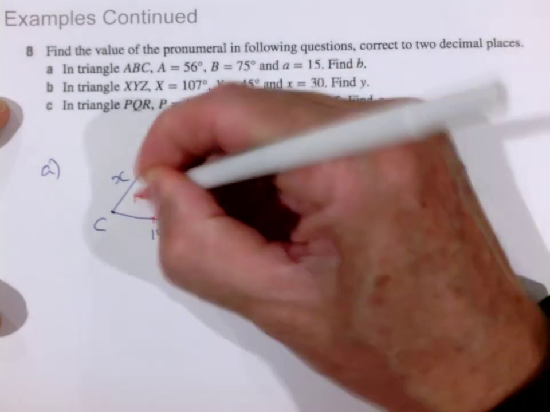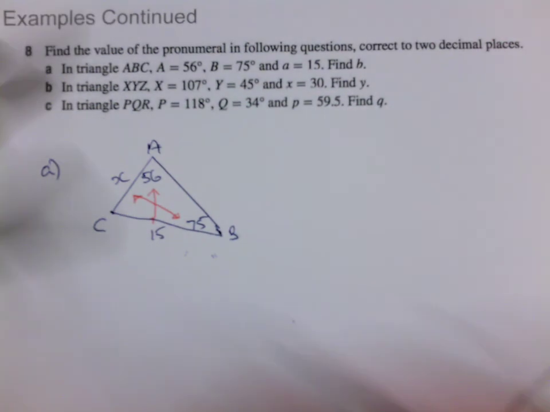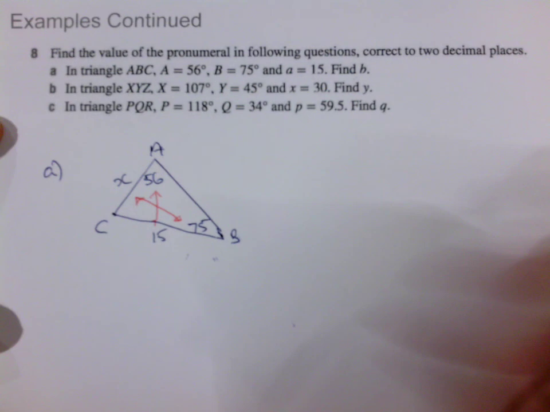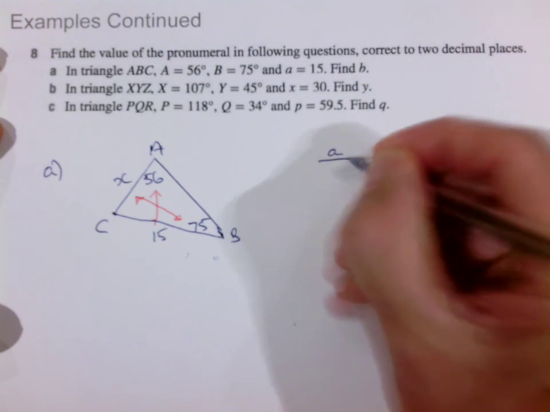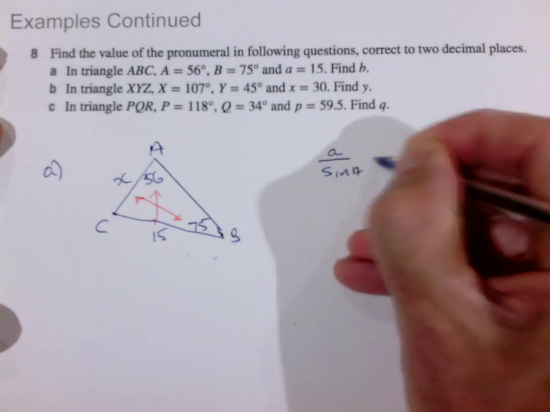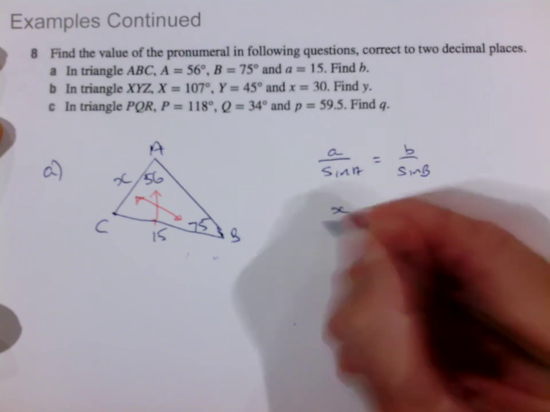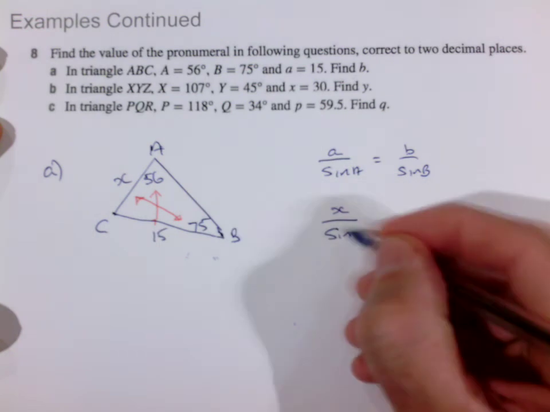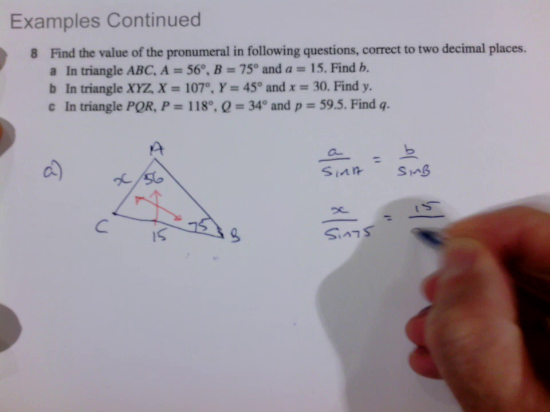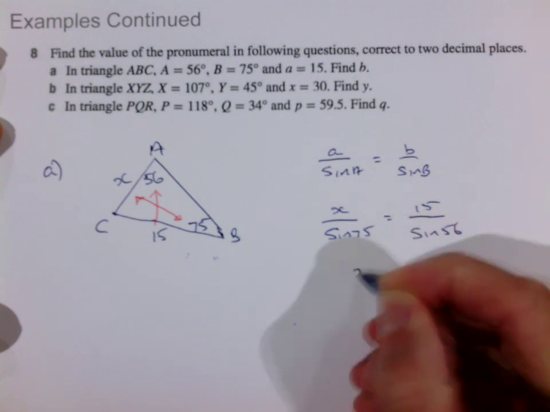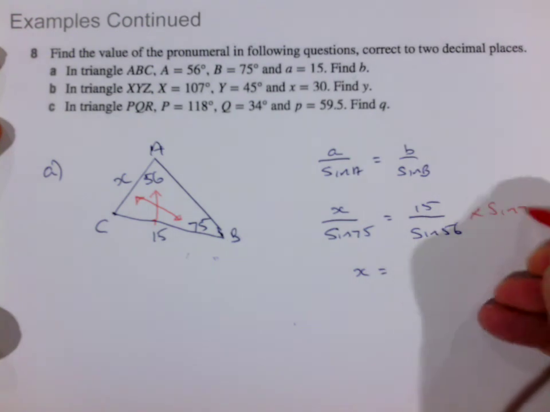So I know I'm using the sine rule. It's not a right angle triangle, so there's no point thinking of using SOHCAHTOA. There's no right angle there, so away we go. Up here, always write the rule: a on sine A equals b on sine B. Put in the x on sine 75 equals the 15 on the sine of 56. So therefore I get x equals, I'm going to times both sides by sine 75.